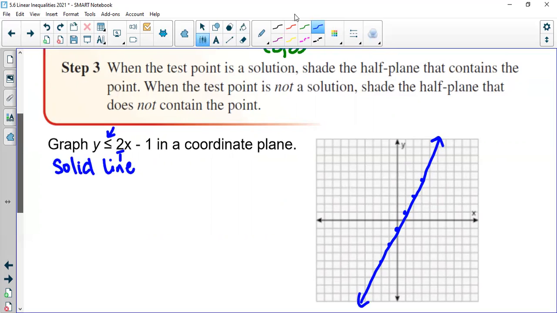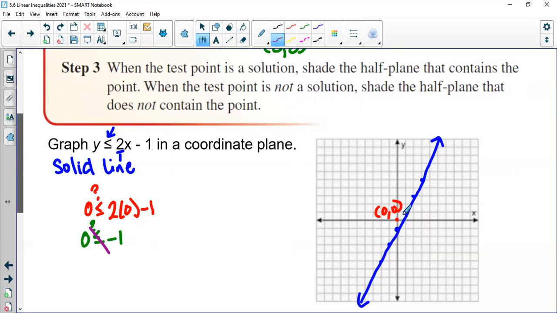All right, so now it's time to use a test point. I am going to use the test point 0, 0 because my boundary line does not go through 0, 0. And so we're going to determine if 0, 0 makes this true. So y is 0, and we also have an x of 0. Substituting that into our inequality, we're going to determine, is this true? So is 0 less than or equal to 0 minus 1? Is 0 less than or equal to -1? No, it is not. 0 is not less than -1.